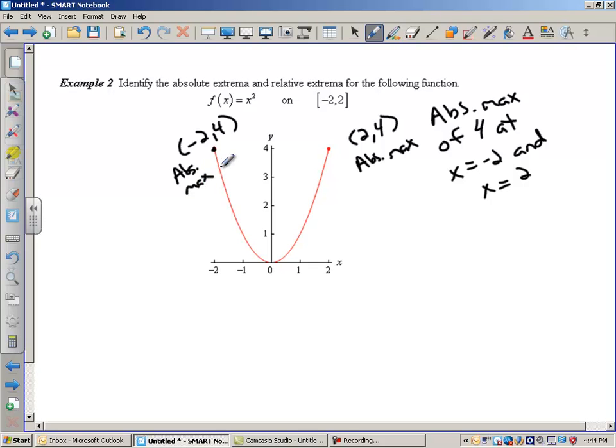This graph also has an absolute minimum down here at (0, 0). This is an absolute minimum. This graph has no relative maximums, but it also has a relative minimum. This is in the interior of the interval, so the absolute minimum can also be a relative minimum, because in this interval there's no other point that's lower.